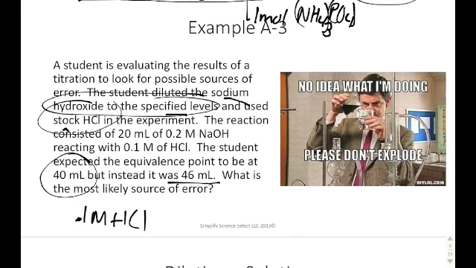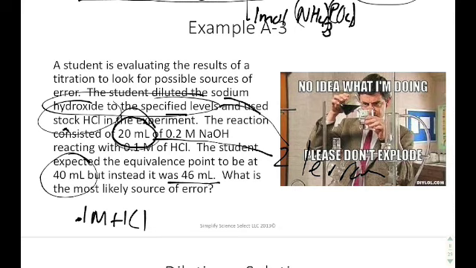Okay, so that's one possible source of error. Another possible source of error would be the fact that whenever you're measuring out the volume, did they measure out exactly 20 mils, or was it 20.2 mils, or 20.4 mils, or was it close to 21 mils? That's a second source of error. But those are really the two possible ones.